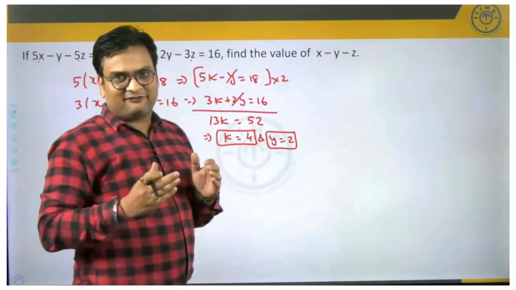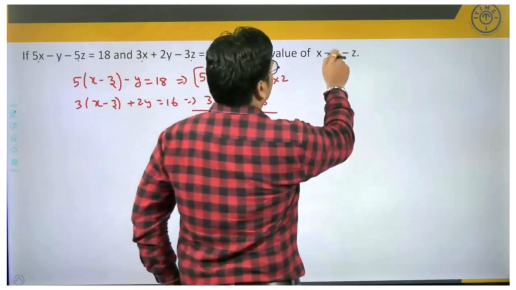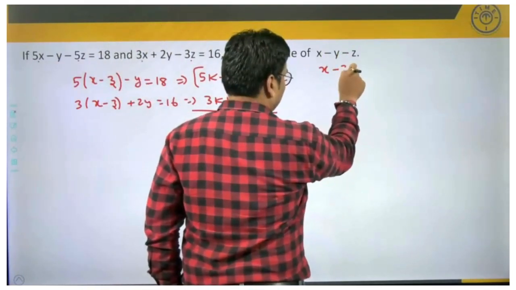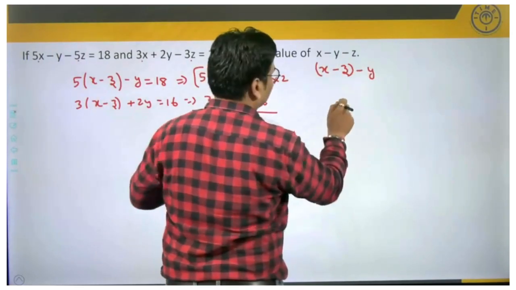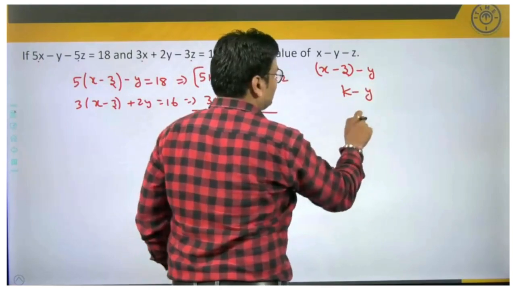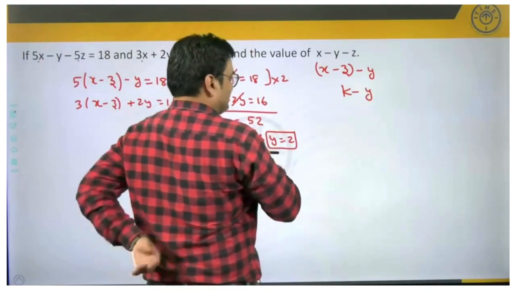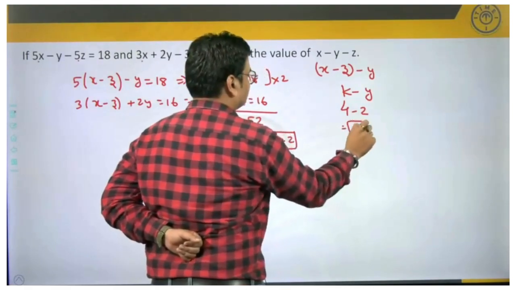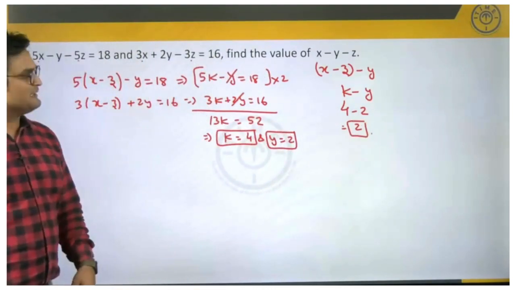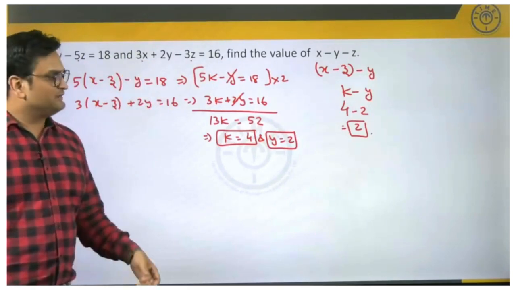So once you get k and y, if you look at the question asked, can I rewrite this as x minus z minus y? X minus z, we put it as k. So the answer is nothing but this k minus y. What is k? 4, y 2. So my answer will be finally 2. So the answer for x minus y minus z will be 2, right?